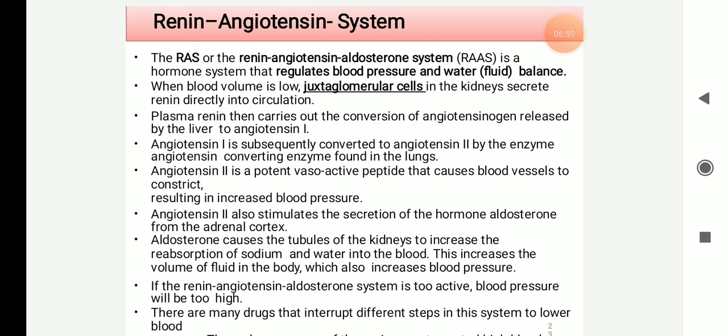Angiotensin II is a potent vasoactive peptide that causes blood vessels to constrict, resulting in increased blood pressure. Angiotensin II also stimulates the secretion of the hormone aldosterone from the adrenal cortex. Then aldosterone causes the tubules of the kidney to increase the reabsorption of sodium and water into the blood. This increases the volume of fluid in the body, which also increases blood pressure. If the renin-angiotensin-aldosterone system is too active, blood pressure will be too high.